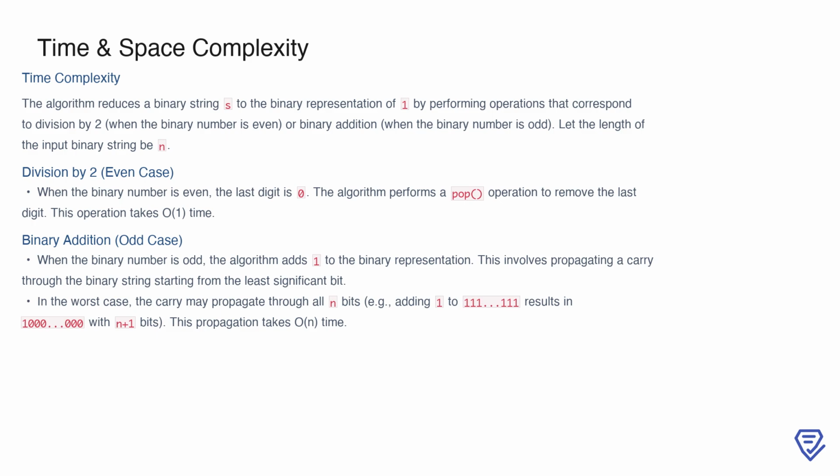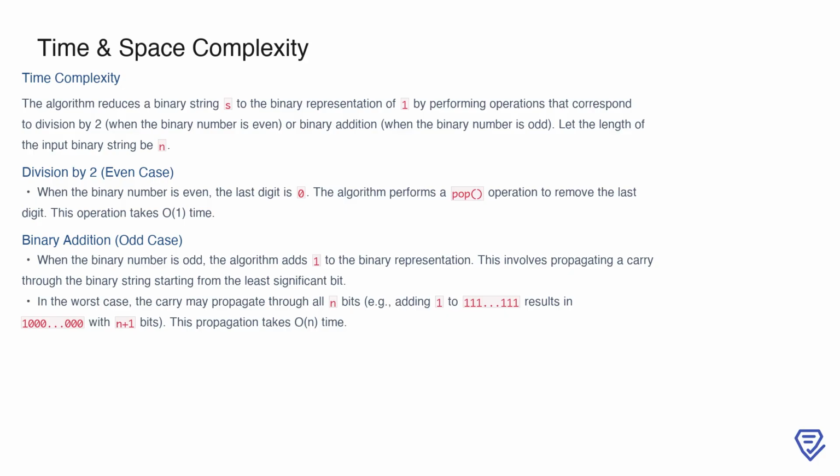To analyze the time complexity of the algorithm, we start by breaking down its operations. When the binary string represents an even number, the last digit is a 0. The algorithm handles this by performing a simple pop operation to remove the last digit, which takes constant time, or O(1). However, when the number is odd, the algorithm adds 1 to the binary representation.